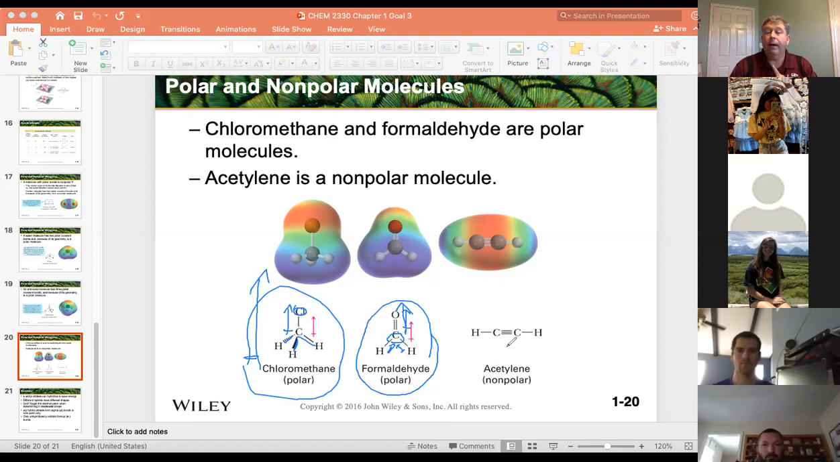Now we have a nonpolar center bond here because carbon and carbon are the same. Carbon is ever so slightly more electronegative than hydrogen, so it slightly pulls here. But because it's sp hybridized, those are being pulled in equal and opposite directions, and therefore it makes it non-polar.